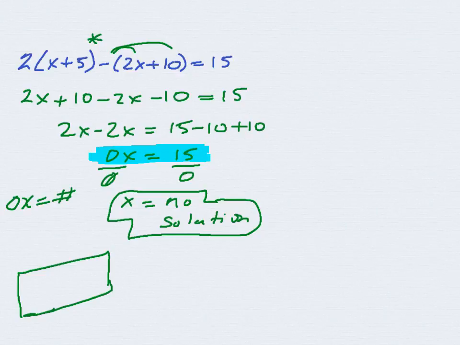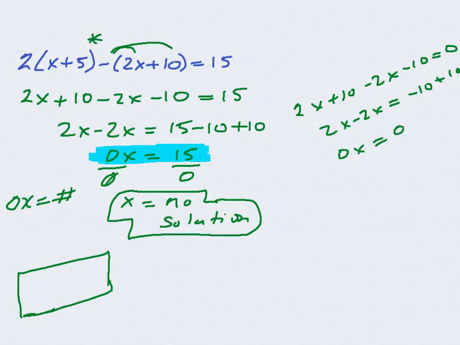I'm going to add one more to the same slide and see if you can anticipate my next question. What if we'd had 2x plus 10 minus 2x minus 10 equals 0? And you ended up with 2x minus 2x equals minus 10 plus 10, and you got 0x equals 0. That's another special case that I would put on my study sheet.